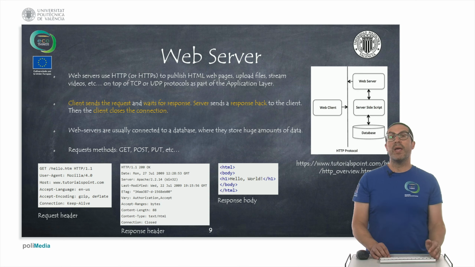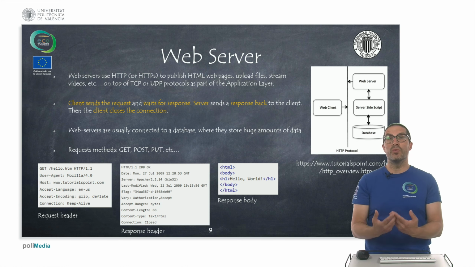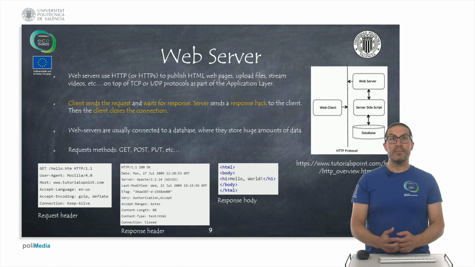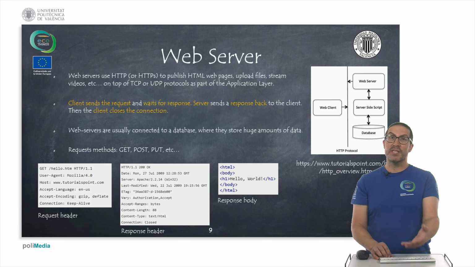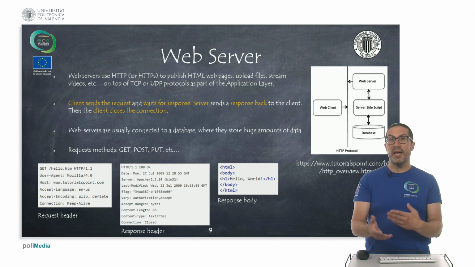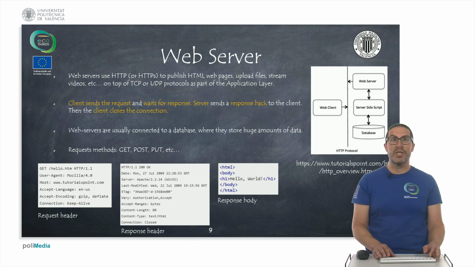Also, at a higher level, we have different kinds of protocols in order to communicate between machines. A classic protocol is the HTTP protocol, which is used by web servers in order to publish, let's say, web pages, or to upload files, or to stream videos. Basically, the idea is that a client sends a request and waits for a response, and then, of course, the server responds back to the client. And in the end, the client is the one that closes the connection.